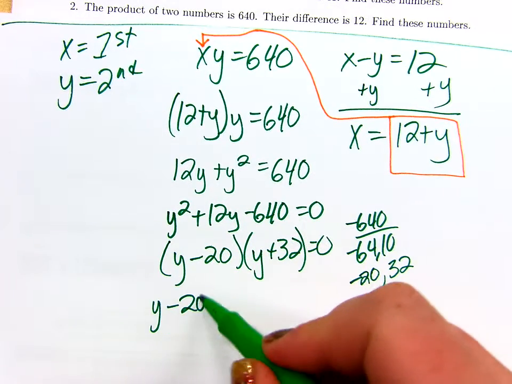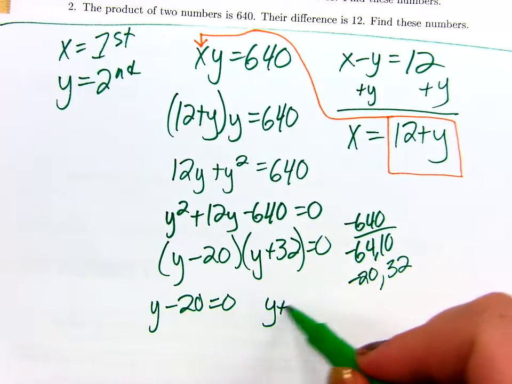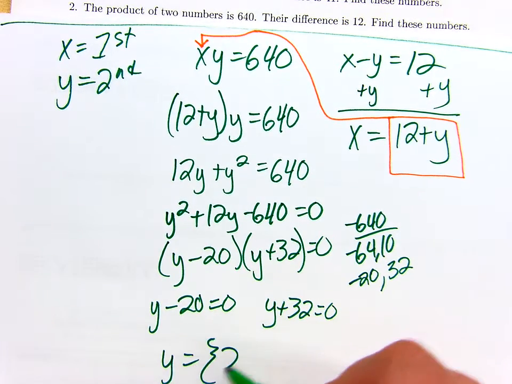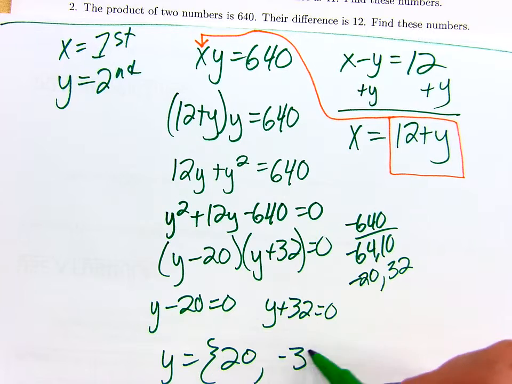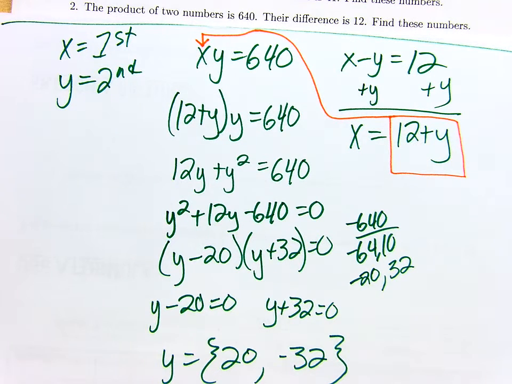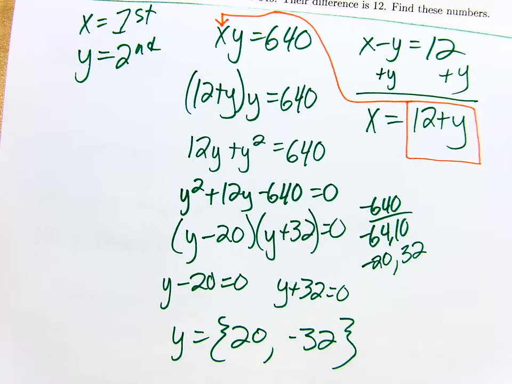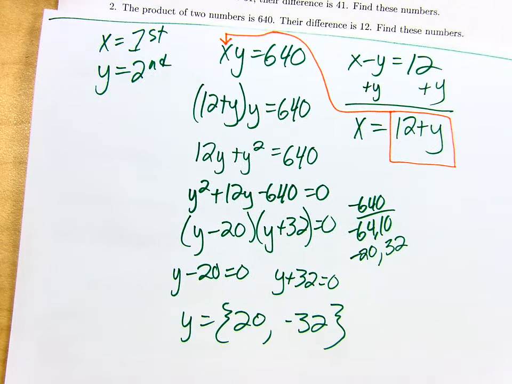So y minus 20 equals 0. y plus 32 equals 0. So one of my answers is 20, the other one is negative 32. Now, here's where kids get confused all the time. Those are not the two numbers.